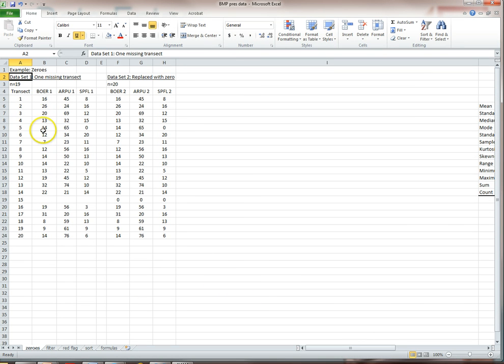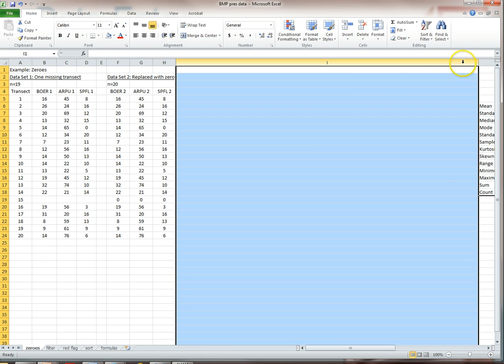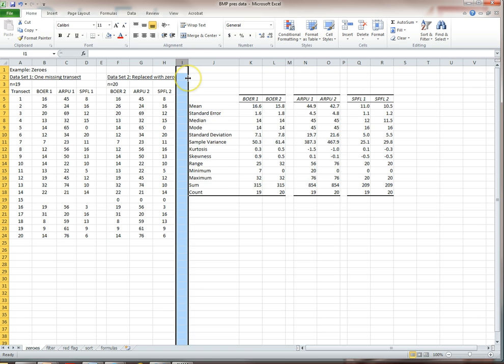Here we see a data set that was collected, and there are 20 observations made on 3 different species. There is one missing transect here, and we're going to look at what happens to your output if you insert zeros in place of the missing data. We've already done the data analysis, so I'm going to pull it over here now.